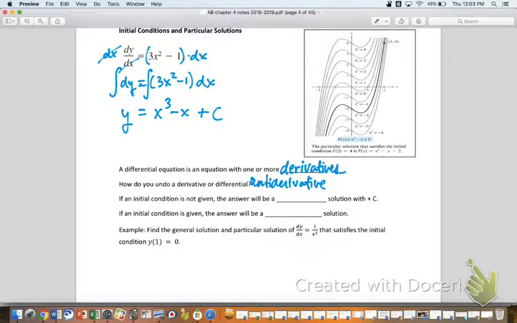Okay. So if an initial condition is not given, this is blanks again, the answer will be a general solution. General solution with a plus C. So a plus C means you got a general solution. However, if an initial condition is given, the answer will be what we call a particular solution.